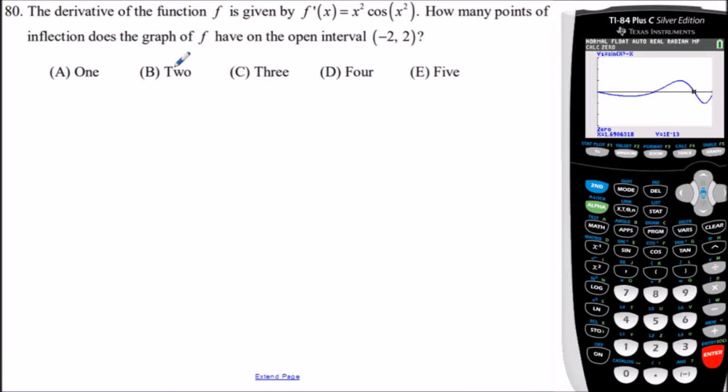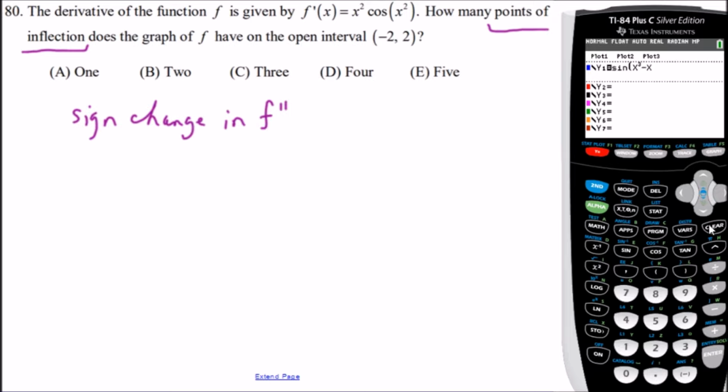For question 80, we have the derivative of f written here, and we want to know how many points of inflection f has on this open interval. So in order to find points of inflection, what we're really trying to find here is a sign change in f double prime. Now, the really time-consuming way to do this would be to actually use the product rule and chain rule to find the second derivative and then find the zeros and all that.